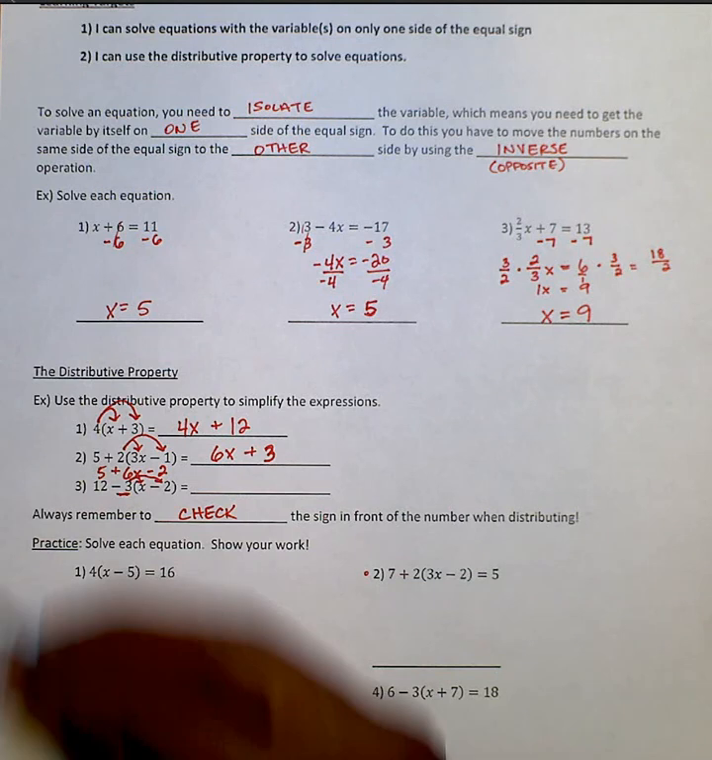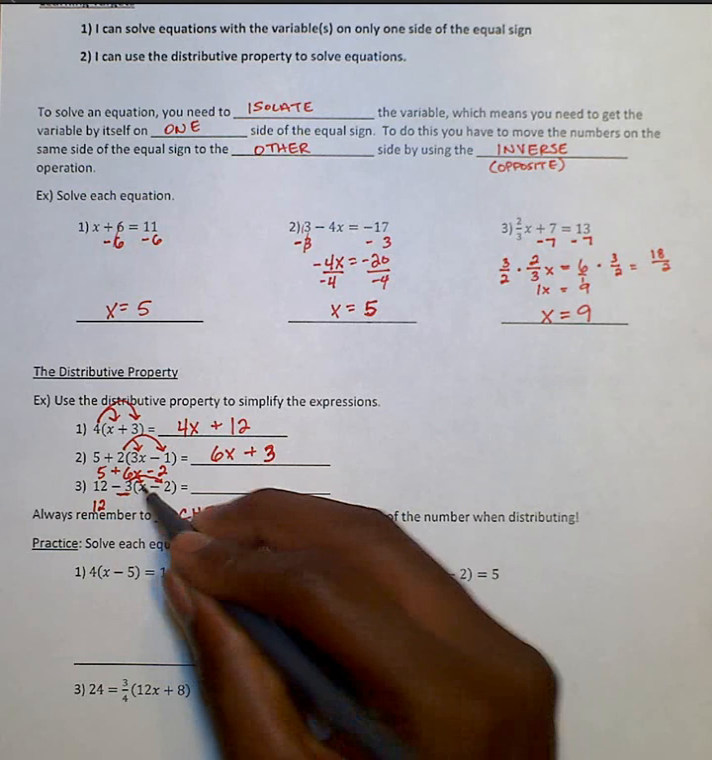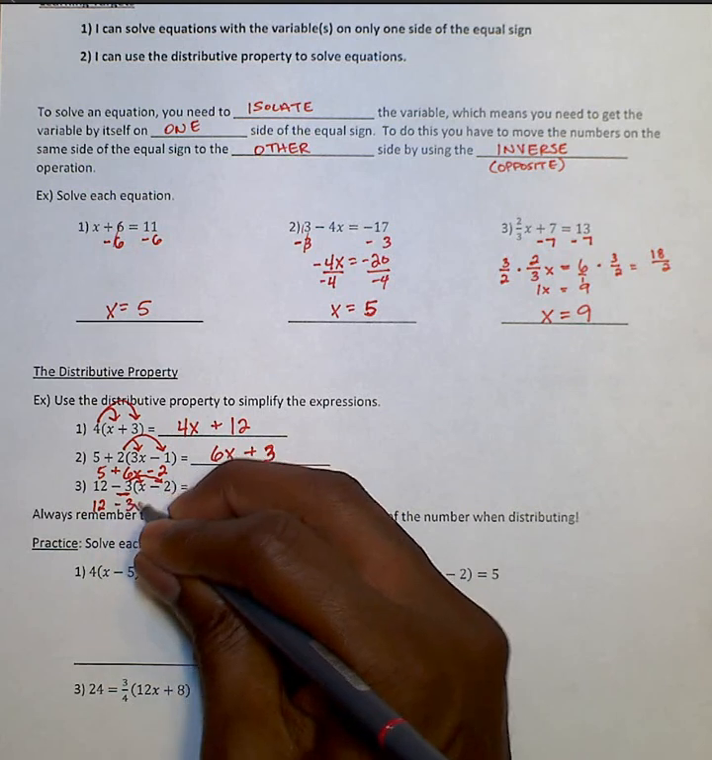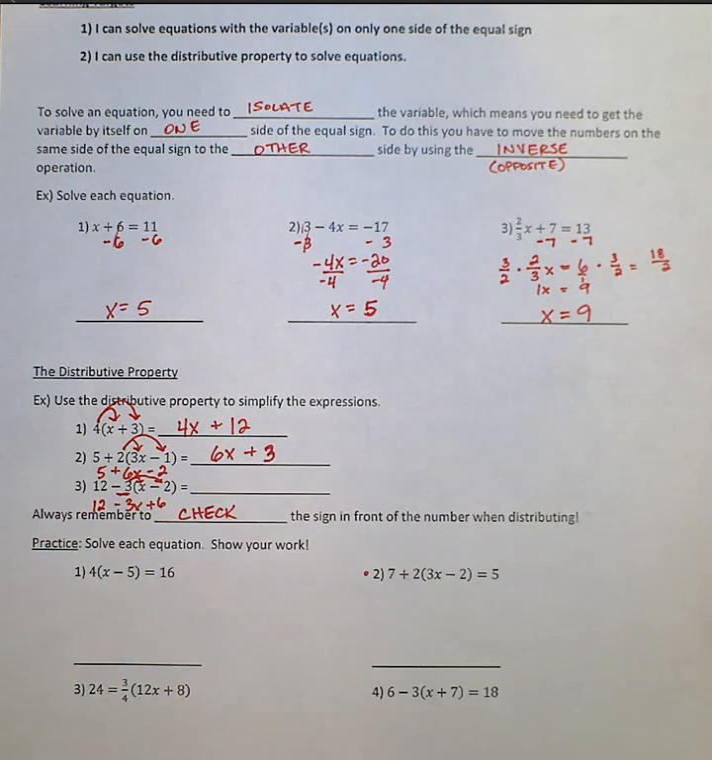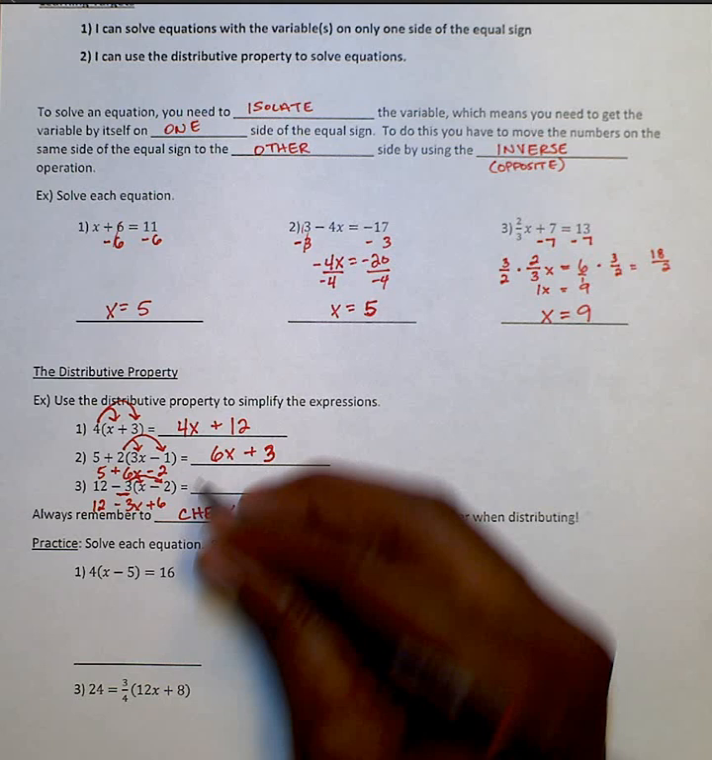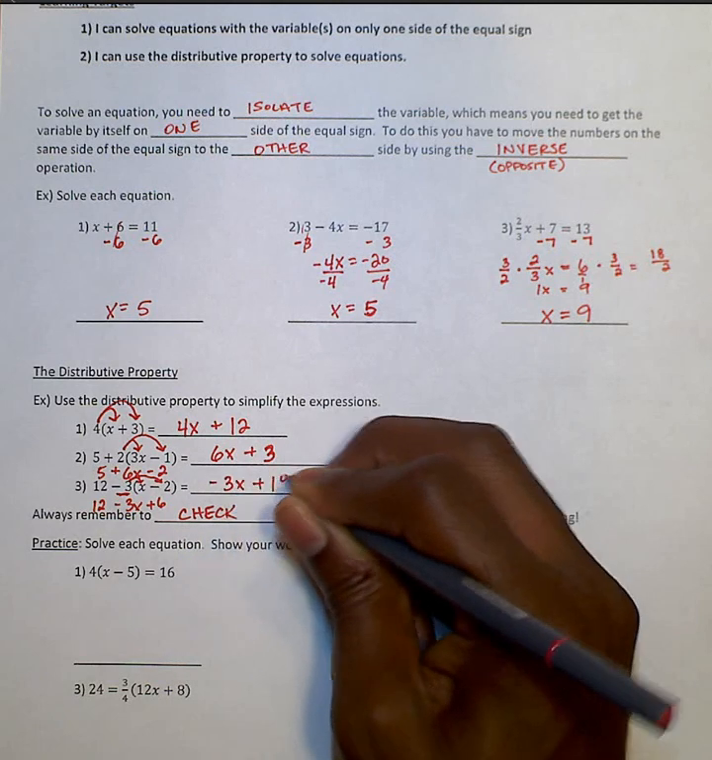So we have 12, that stays the same, we're not distributing anything there. Negative 3 times x, which is negative 3x. Negative 3 times negative 2, which is positive 6. So we have 12 minus 3x plus 6, which will give us negative 3x plus 18.